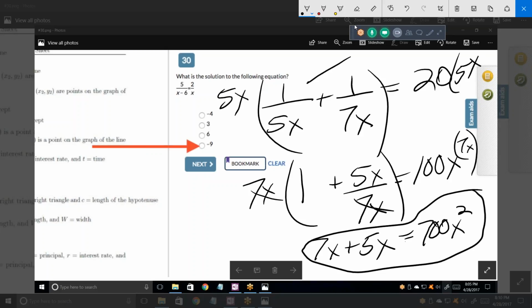So your first goal should be to rid yourself of the fractions, which means getting rid of the denominators. Secondly, get rid of the parentheses. Once you get rid of denominators and parentheses, you generally have an equation that's fairly easily solved.